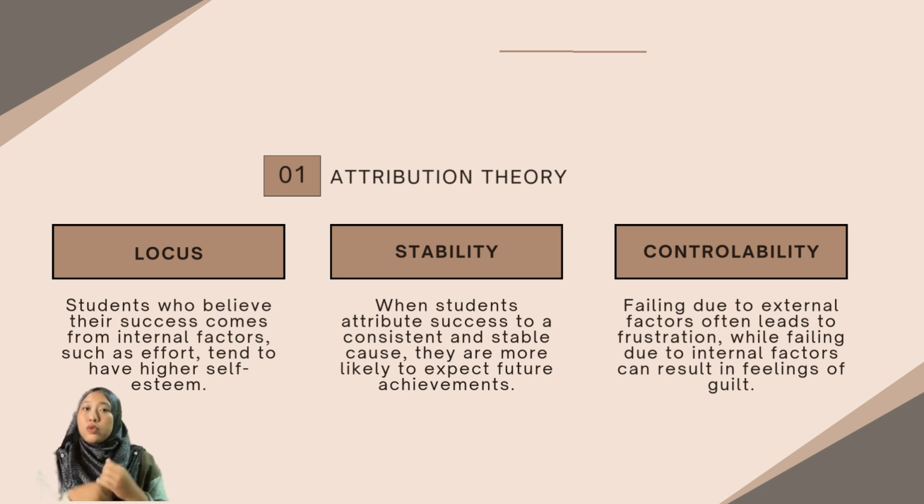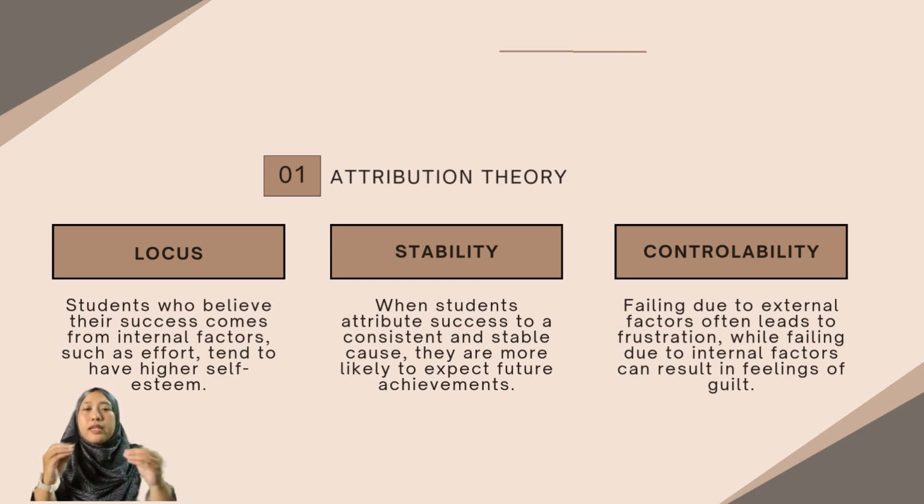Locus refers to whether students believe their success comes from internal factors such as effort and ability, or external factors such as luck or difficulty of the task. The second one is stability. When students attribute their success to a stable and consistent cause, they are more likely to expect future achievement. Lastly is controllability. If a student fails due to external factors beyond their control, it may lead to frustration, whereas failure due to internal factors can result in feelings of guilt.